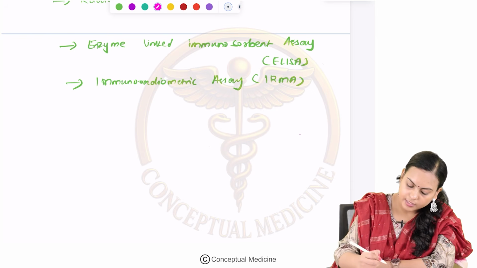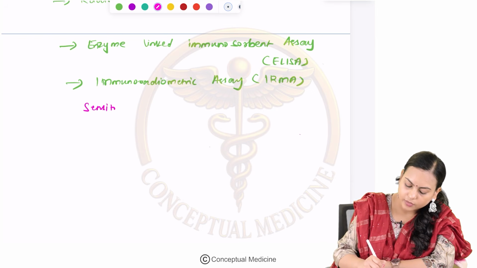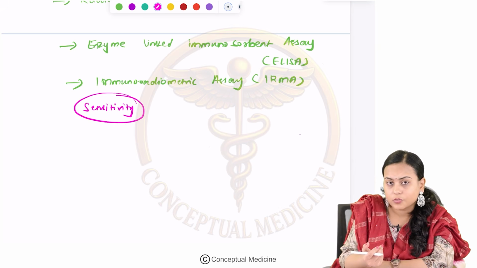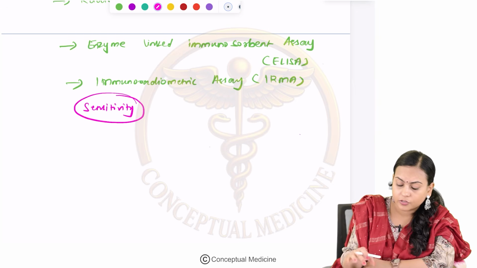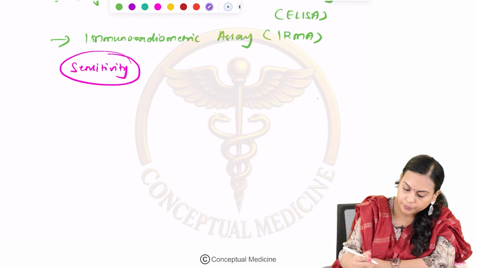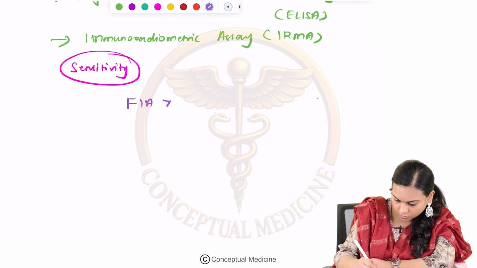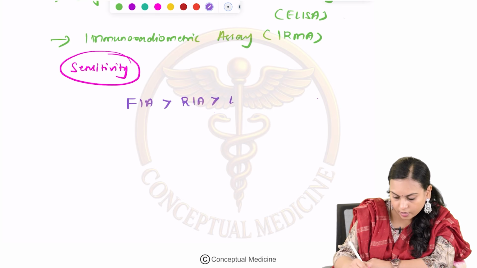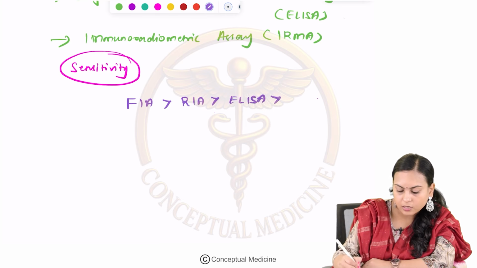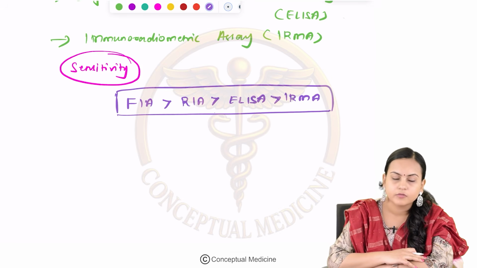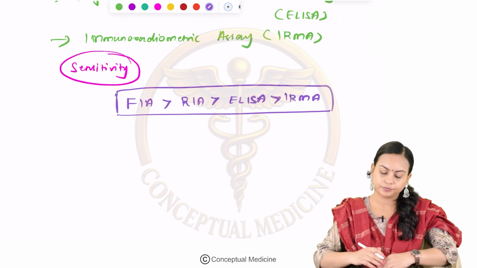Okay, we will see how the sensitivity of these tests are. It is just in the same order. There are so many tests also. I am not going into detail for discussion of those tests. The order of sensitivity is also the same thing. It is FIA, RIA, ELISA followed by immunoradiometric assay. We will see all these tests one by one.